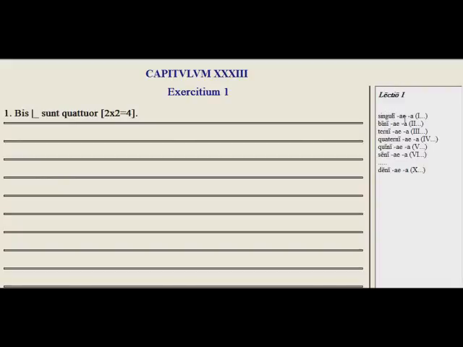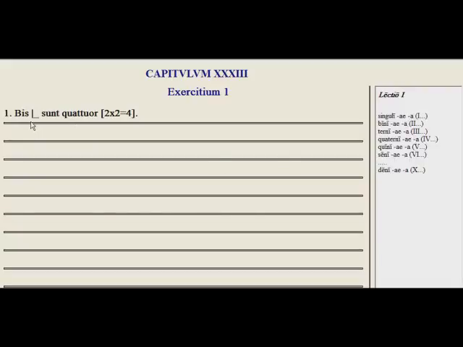Bini would be 2 times, or 2 each. Terni 3 times, or 3 each. Quaterni 4 times, or 4 each. Quini 5 times, or 5 each. Seni 6 times, or 6 each. And deni 10 times, or 10 each. So bis, and then when you're doing multiplication, you use the neuter form. So of these forms, singly, individually, masculine, feminine, and neuter, use the neuter plural, the last form.